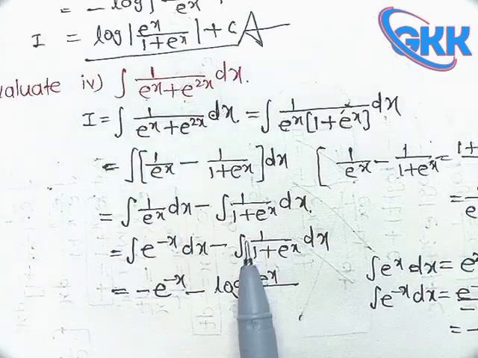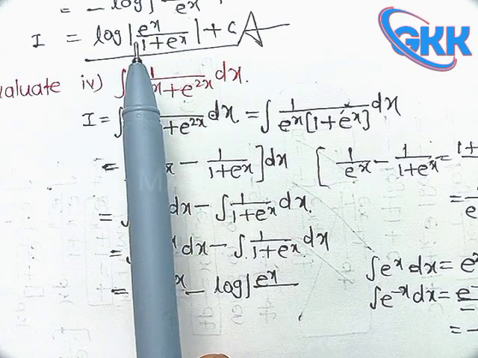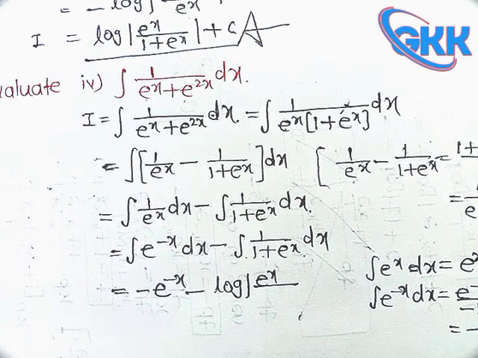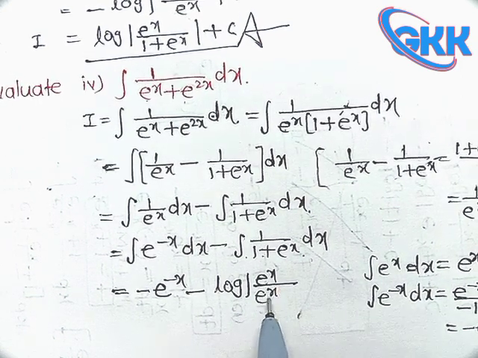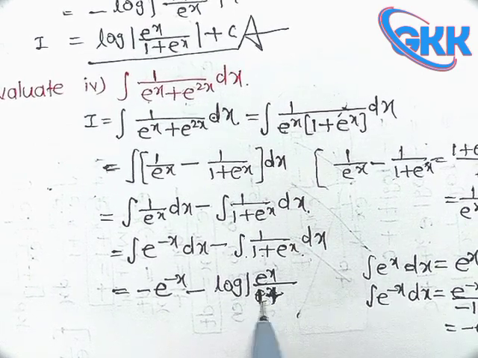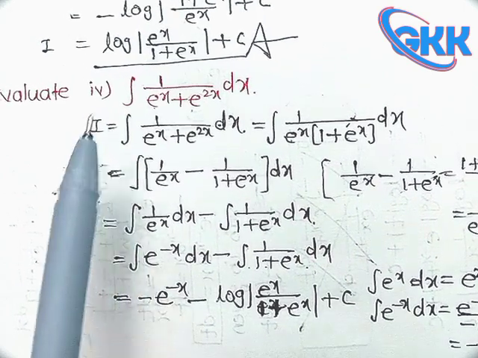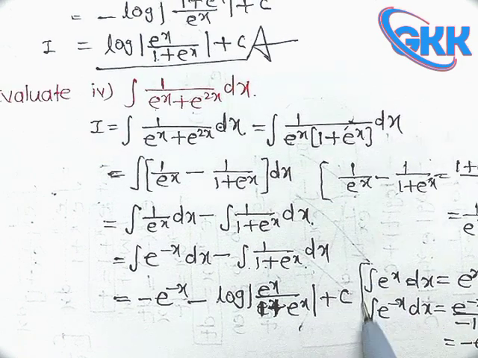What is the previous answer? Integral of 1 upon 1 plus e power x dx formula: log mod e power x upon 1 plus e power x plus c. That only I am writing. e power x upon 1 plus e power x plus c. Yes or no?